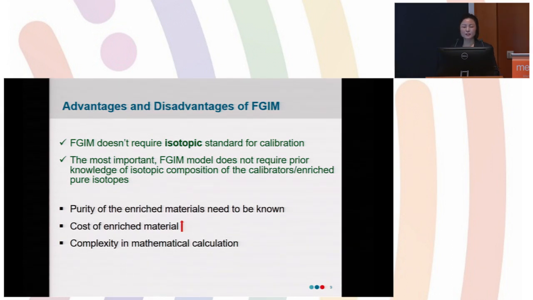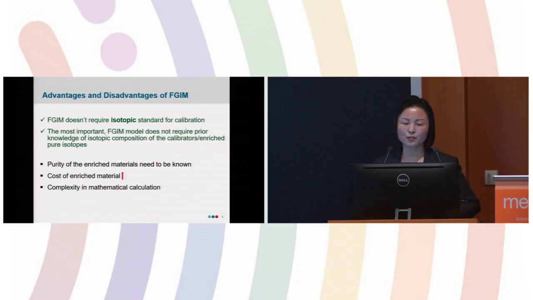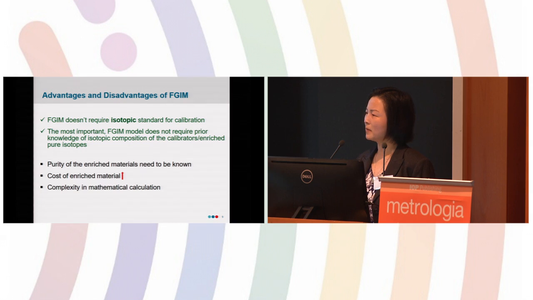So what are the advantages and disadvantages of this FGIM model? The advantage for this FGIM model is it does not require an isotopic standard for calibration. Most importantly, the FGIM model does not require prior knowledge of the isotopic composition of the calibrators, which are the pure lead isotopes we're using here. However, the purity of the enriched materials needs to be known. That's because we need to prepare gravimetric mixtures to derive the three unknown Ks. The cost of material usually is quite expensive, and also you have to deal with the complexity in the mathematical calculation.